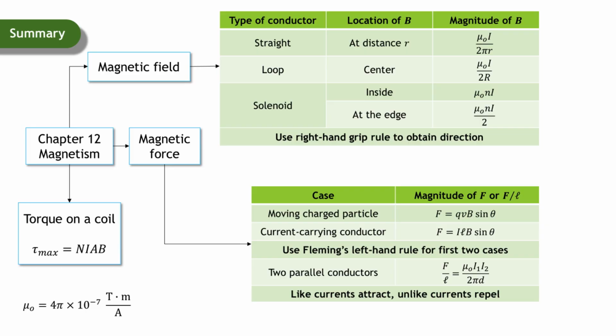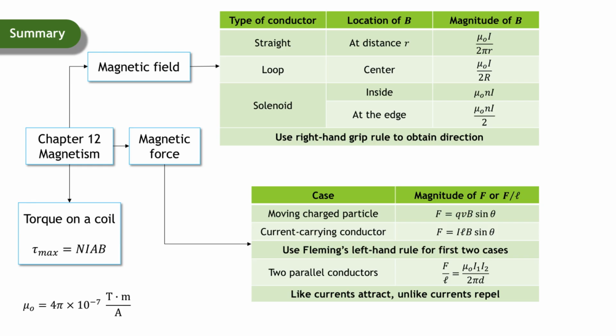To wrap up Chapter 12, let's review our key formulas for magnetic fields. For a straight wire, B is μI/2πr. For a circular loop, B at the center is μI/2r. And for a solenoid, B inside is μNI while it is halved at the solenoid's edge. Always remember to use the right-hand grip rule to determine the direction of these fields.